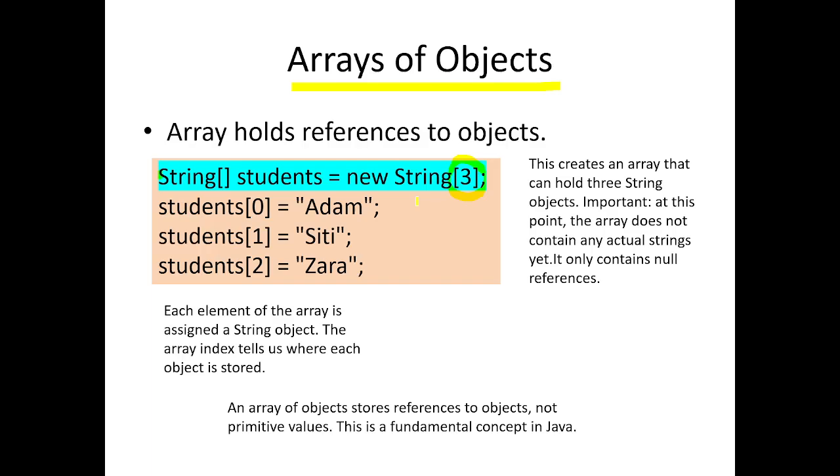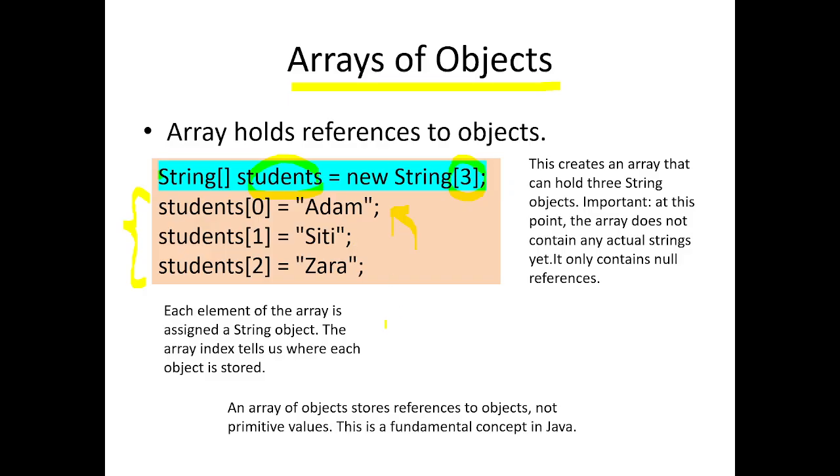But this is as an object. So at this point the array does not contain any actual strings yet. There are no specifics, so it only contains null references. For the one in this blue highlighted color, that is the meaning of holding references to objects. Now once we have the next lines, for example, students 0 is Adam, students 1 is Siti, students 2 is Zara. So we know this is your array, and we initialize this array. In this case, each element of the array, whose name is students, is assigned a string object. For example, we have index students 0, then we have Adam. Students 1 is Siti. So this index tells us where each object is stored.